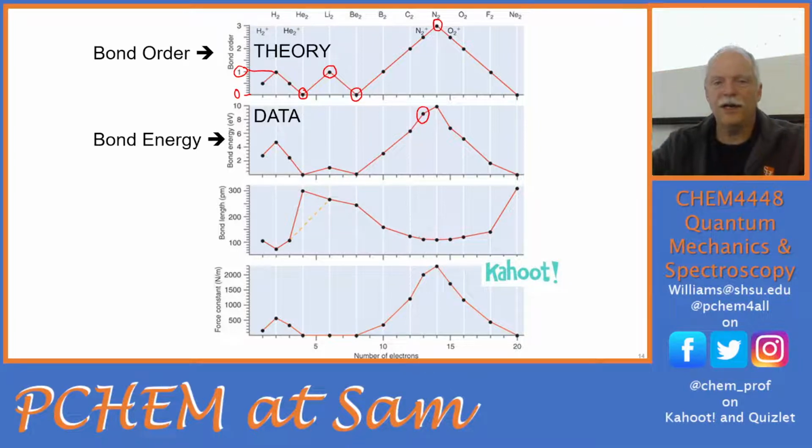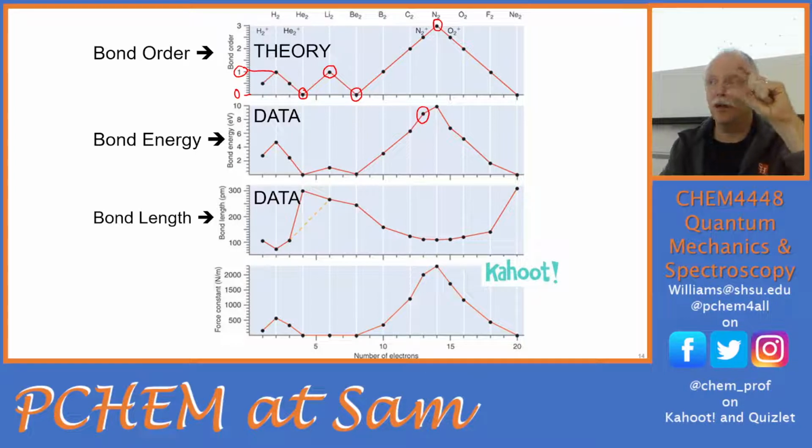Down here, bond length. Again, if you have a stronger bond, you'll have a closer bond, a shorter bond length. Eventually, though, the nuclei kind of get too close to each other, and they're not going to get any closer. And that's what you're seeing here with nitrogen and oxygen. They're like, oh, that's close enough. Okay, 1 angstrom, 100 picometers. I'm not going any closer than that.